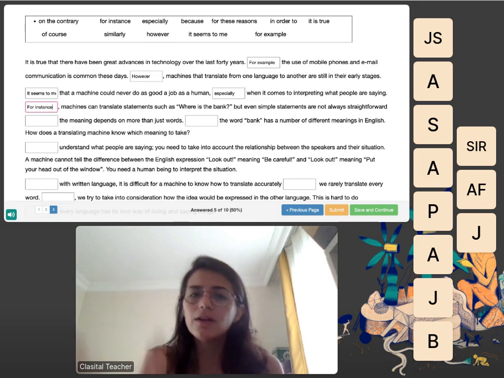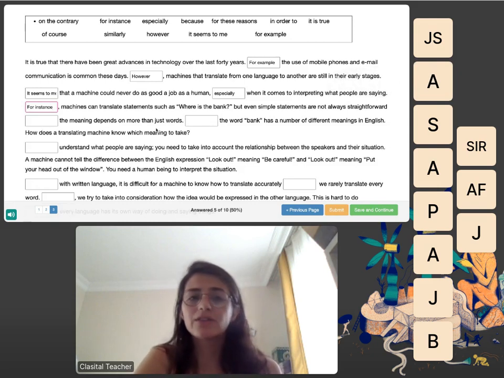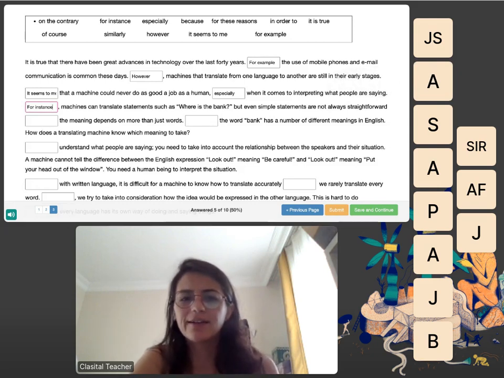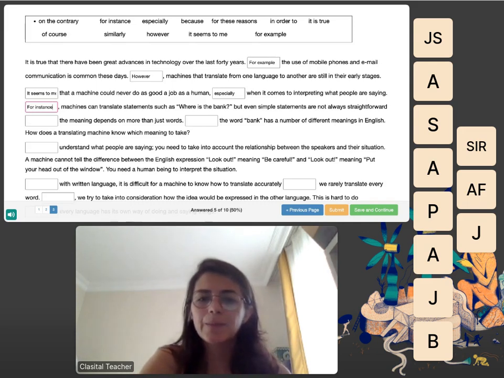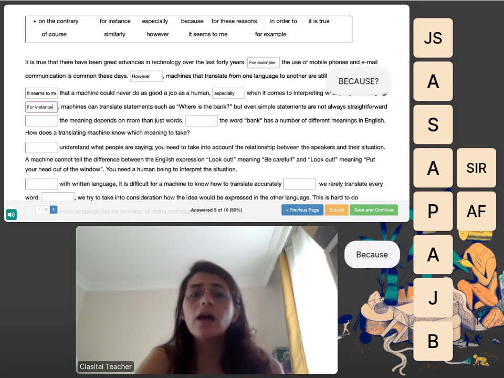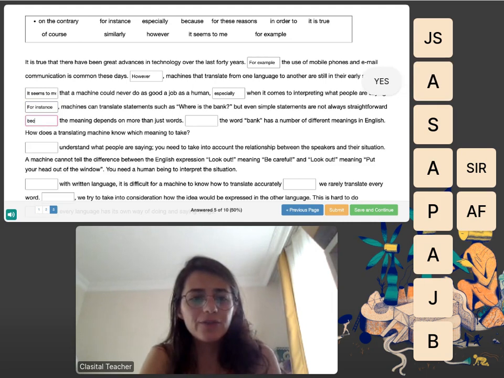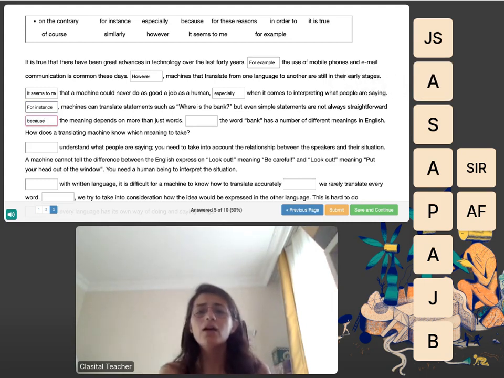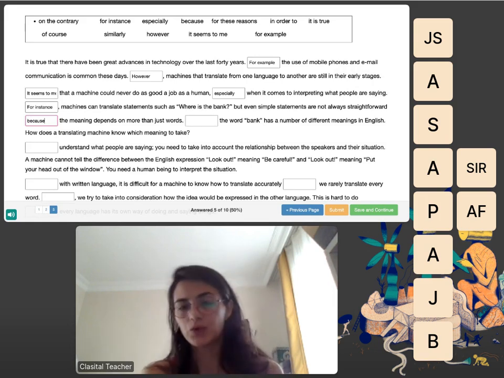We're giving an example to the thing that we have said. But even simple statements are not straightforward. The meaning depends on more than just words. What should we write here? What should we say? I think because is good here. Yes, definitely. Some of you agree. So even simple statements are not always straightforward because the meaning depends on more than just words.